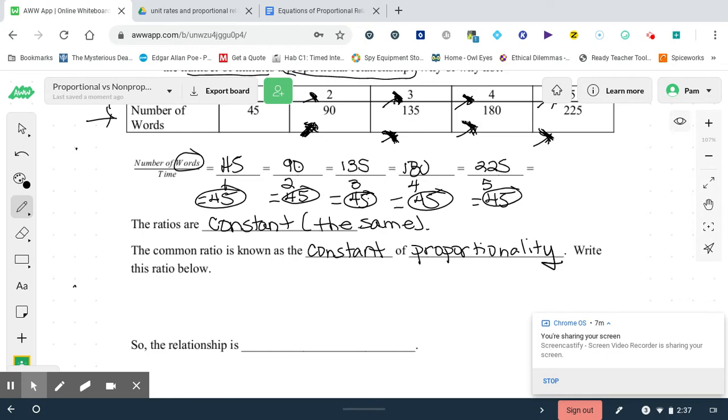All right. So it says, write this ratio below. Well, what ratio did we find? What constant number did we keep getting? Well, we kept getting 45. It was 45 over 1, although I said 45. That's basically 45 words per 1 minute. But that's your constant of proportionality in the table above.